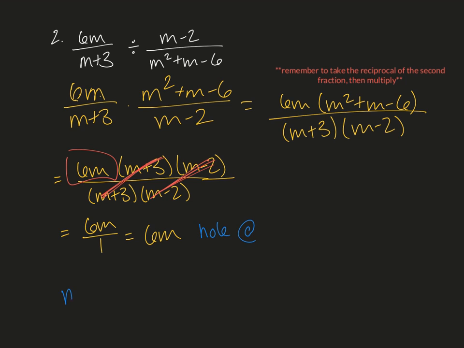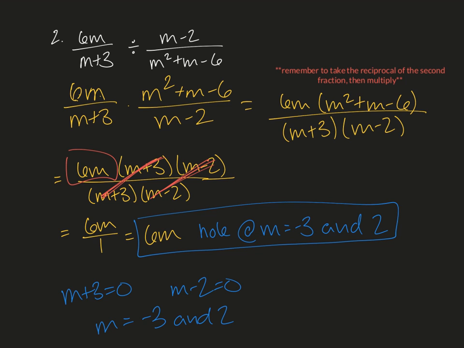So we need to know where m plus 3 equals 0, and we need to know where m minus 2 equals 0. Hopefully at this point you can do this in your head, that it's going to be at negative 3 and at 2. So there's a whole at m equals negative 3 and at m equals 2. And that would be the final answer. So we have divided the two rational expressions, then we have found any excluded values, and we have said if it's an asymptote or if it's a whole.